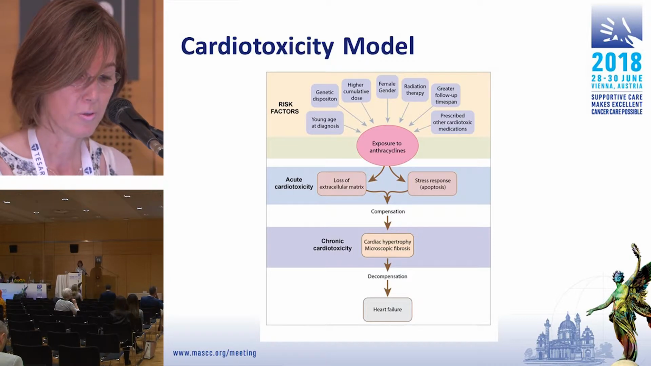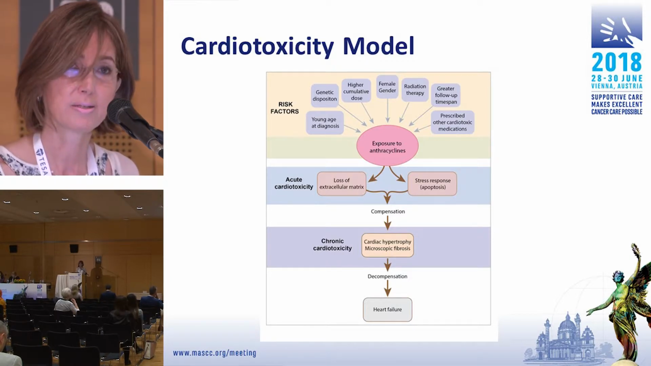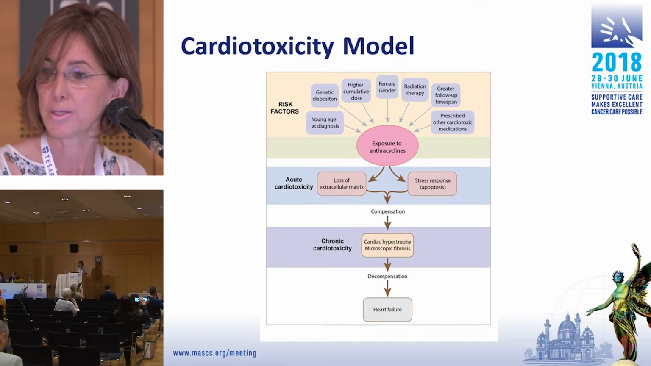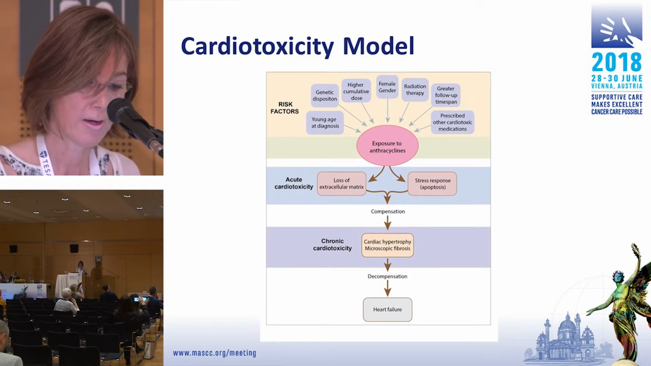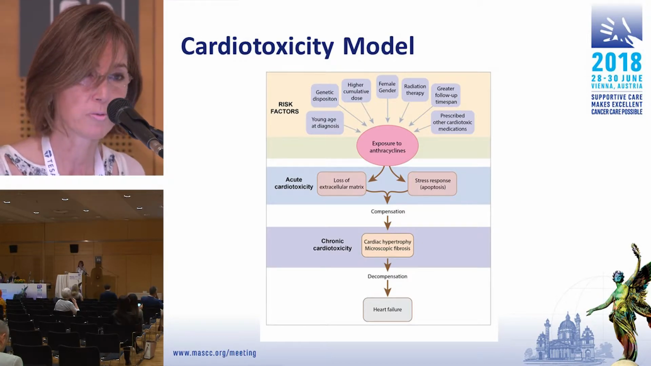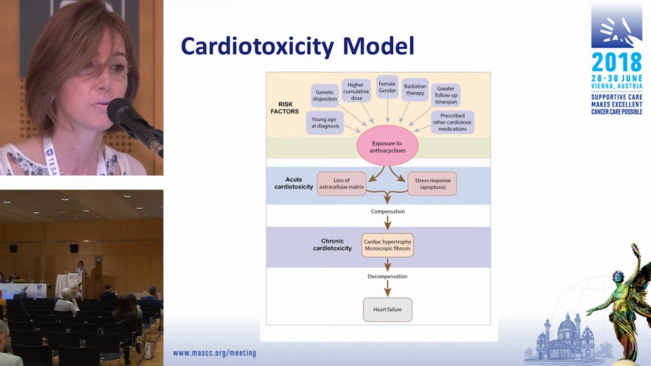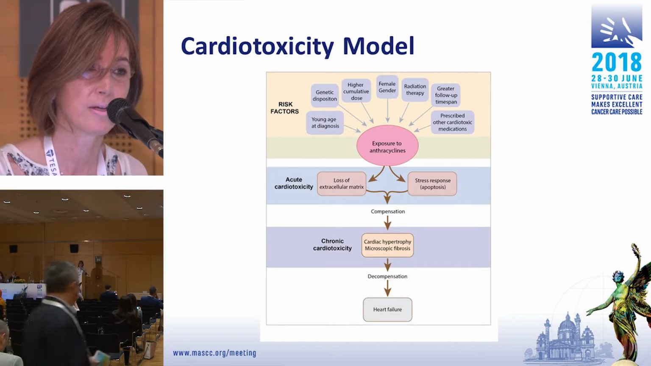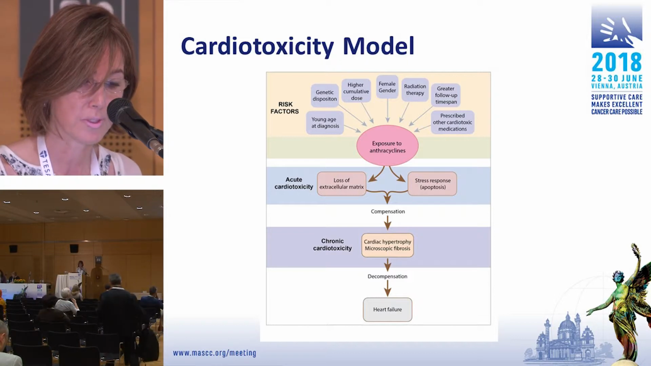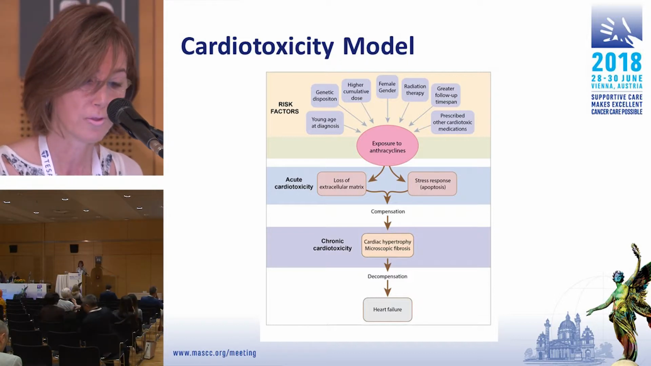So based on our cardiotoxicity model, we know that AIC is caused by exposure to anthracyclines, but that it is modulated by risk factors that include genetic predisposition, early age, the exposure to other cardiotoxic medications, and radiation therapy to the chest. So it is very important that the individual risk of these patients is taken into account when trying to identify who would be at increased risk.